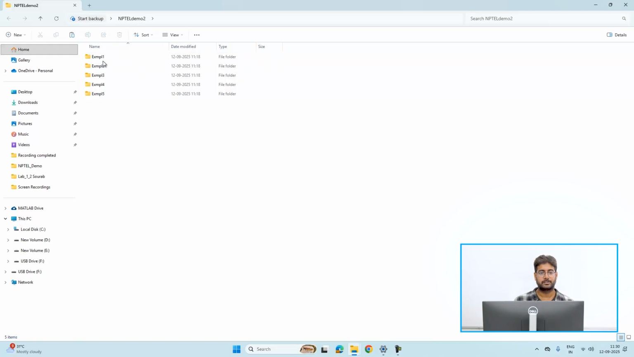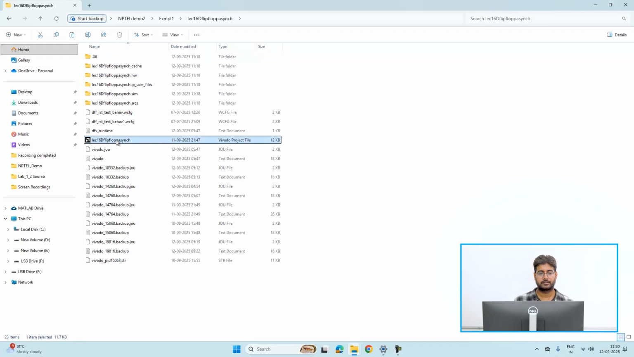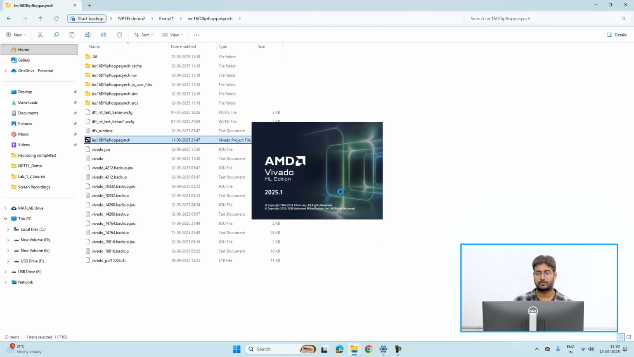Welcome to demonstration 2 of FPGA-based signal processing systems. In this demonstration session, we will be demonstrating the simulation of sequential circuits that were taught in the lectures. So, the first example that I'm going to take is of a D flip-flop, an asynchronous D flip-flop. There it is. I have the code written here already, so I will be explaining how to simulate it.